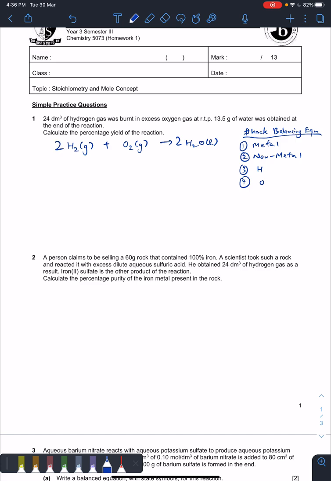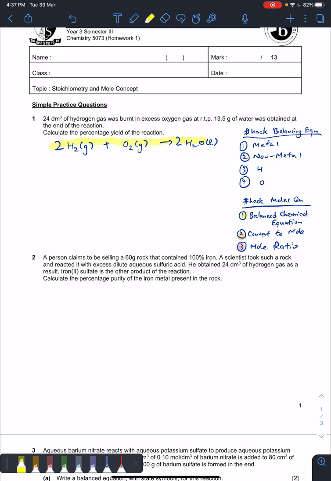Alright, that's good. Then another hashtag hack, your hashtag hack to doing more questions. We went through this just now, just a very quick recap. Balance chemical equation. Convert to mole. And mole ratio. So you have the equation. Very good. Then you will convert to mole.